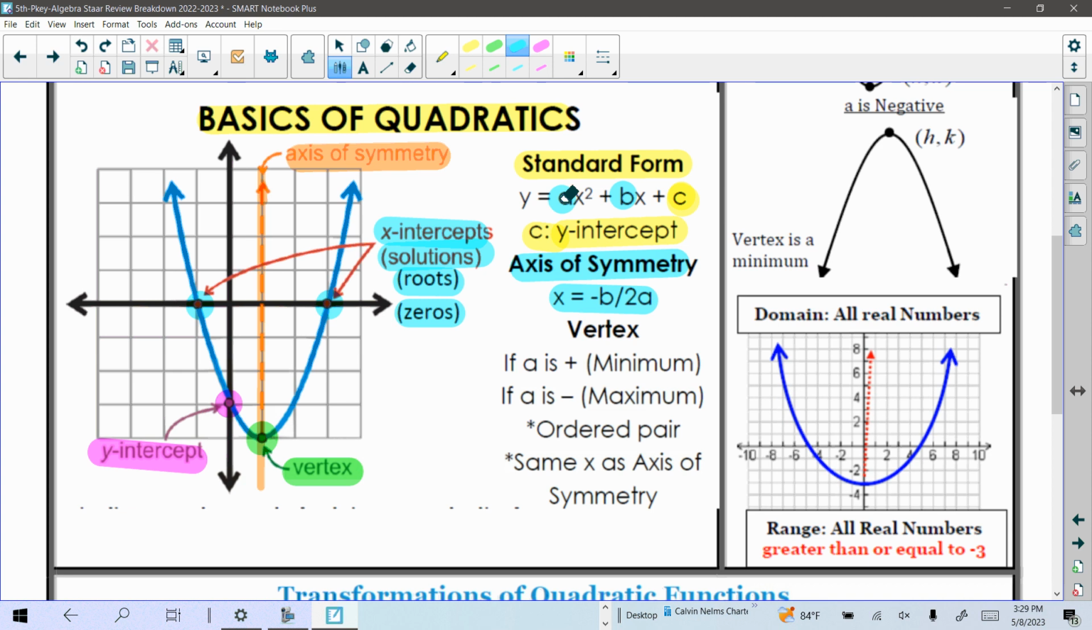But what's important here is recognizing that if a is positive, you're going to have a minimum because it opens up. And if a is negative, you're going to have a maximum because it opens down. And just realize that your vertex is an ordered pair, and I probably should have done that in green. Its x value is the same as the axis of symmetry.